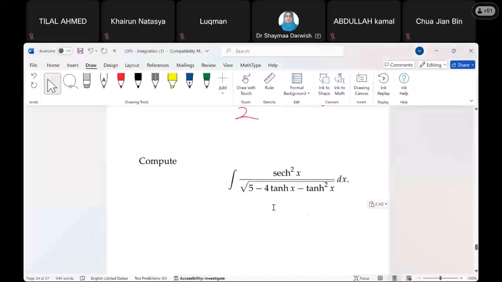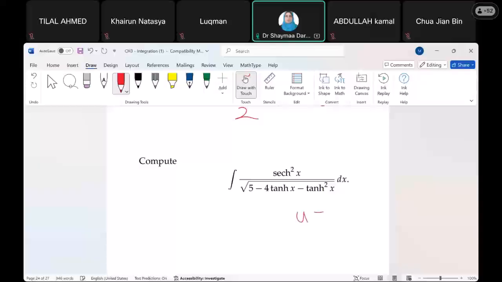Also from previous test. How to solve this one? Integration of check square over square root of 5 minus 4 tanh x minus tanh square x. Okay, actually, I will use both methods, substitution and completing the square also. We need to start with substitution first, then go for completing the square. I have to use both because this is kind of the formula question.